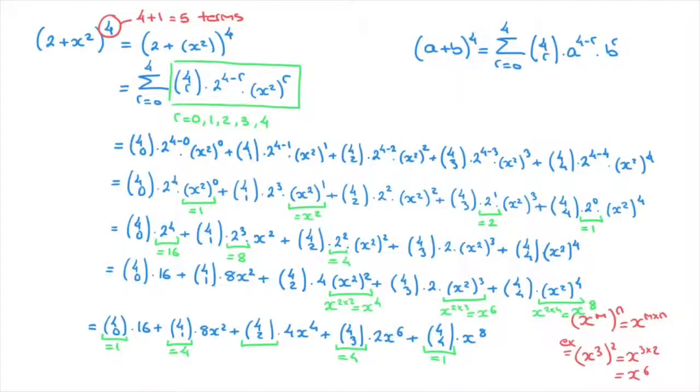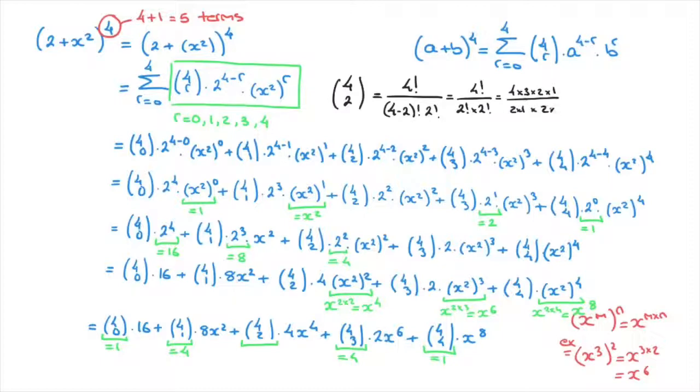That's the binomial coefficient 4, 2. And I'll go ahead and calculate that at the top of this page. The binomial coefficient 4, 2 will equal factorial 4 over factorial 4 minus 2 times factorial 2. That's equal to factorial 4 over factorial 2 times factorial 2, and that's equal to 4 times 3 times 2 times 1 over 2 times 1 times 2 times 1.